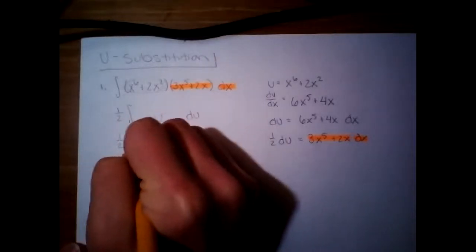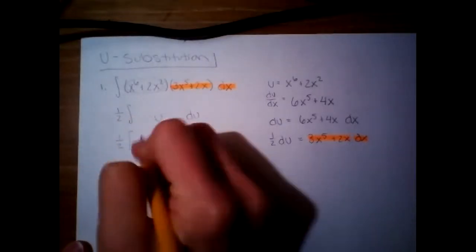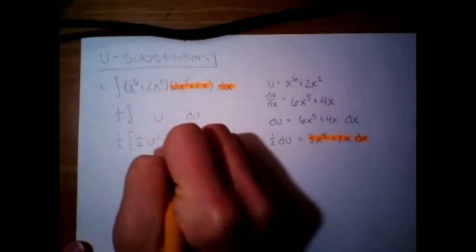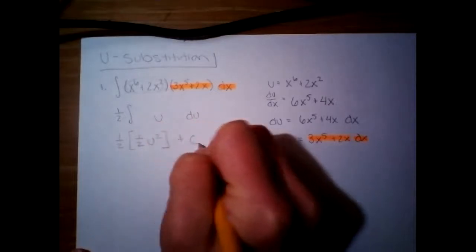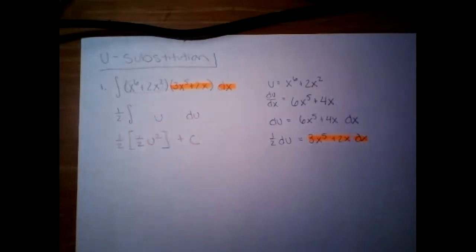We've got this 1/2 out front. The antiderivative of u is 1/2 u squared, and then plus c at the end. So don't forget to actually do the calculus.